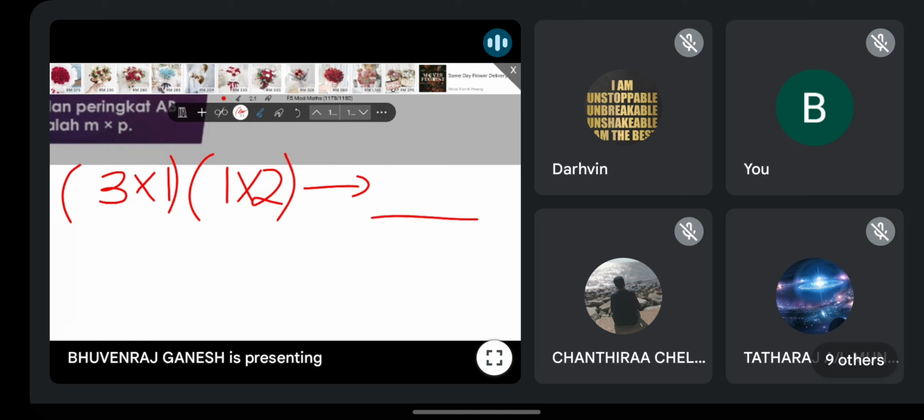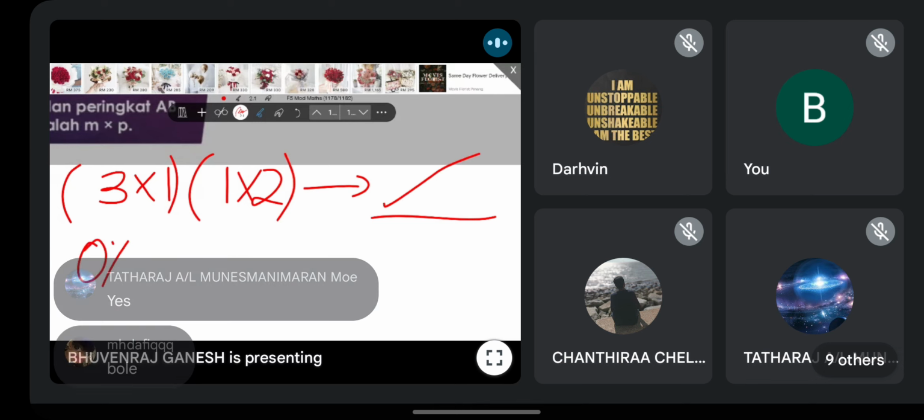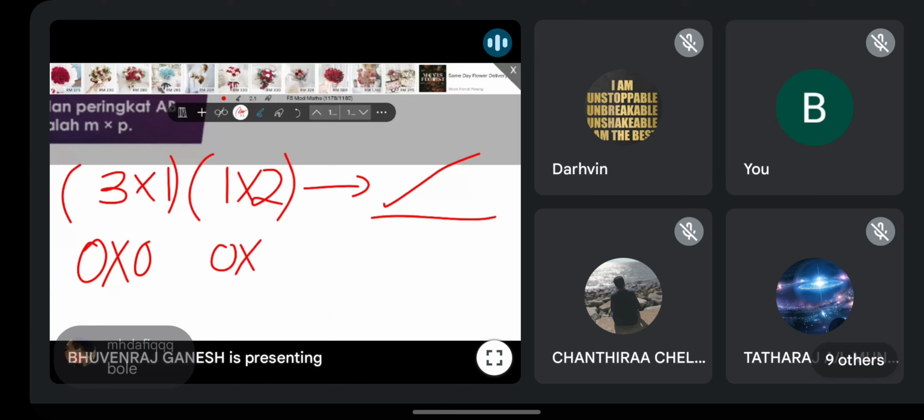Okay, guys. So this one, can we do or not? The multiplication. Okay, can. I got a K-bar question here. Can we multiply these two matrix?